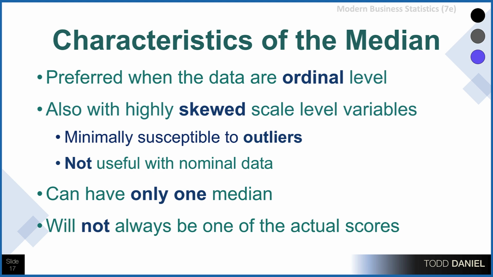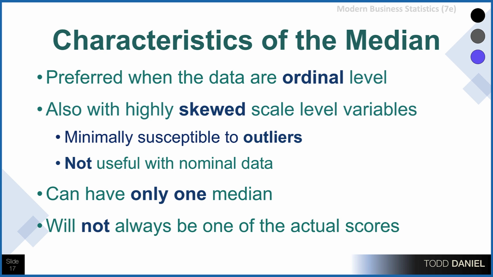Another advantage is that we can have only one median, whereas we could have two modes. So it's just going to be simpler and easier to report the median. And finally, the median may not actually be one of the scores in our distribution. As we saw in that last example, the median was 12.5, the average of the two middle numbers, even though the number 12.5 didn't appear in our distribution.